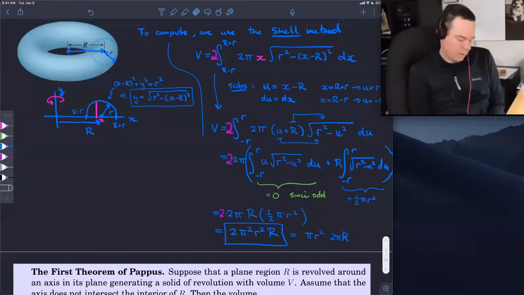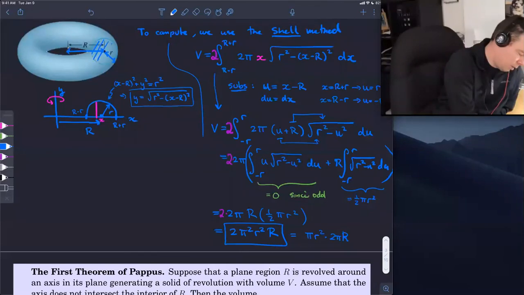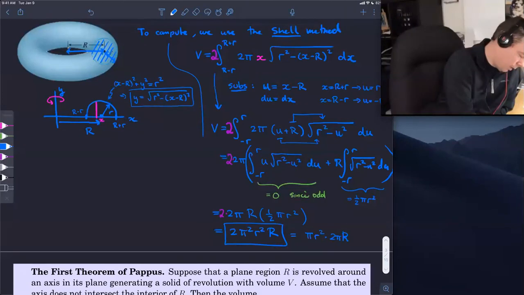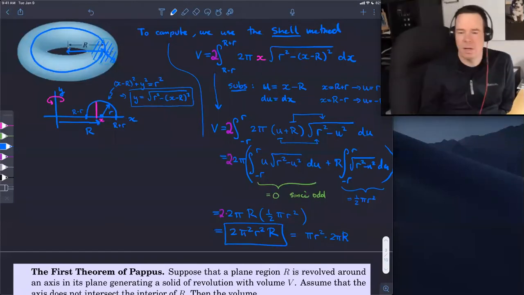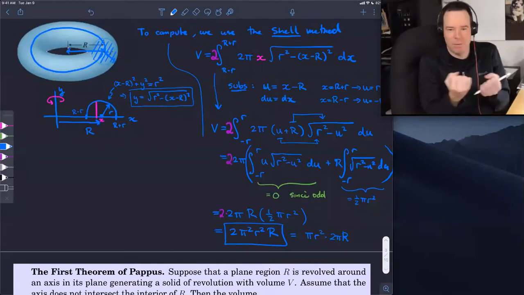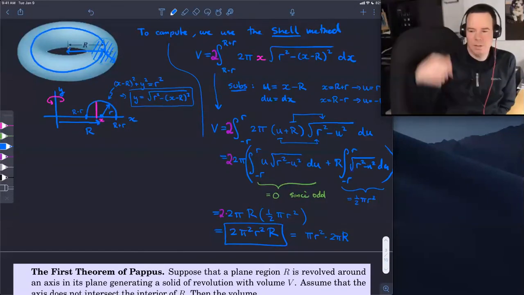There we go. A lot of people in calculus 2 go, wait a minute. That looks a lot like pi r squared times 2 pi r. What's pi r squared? Pi r squared is the area of this circle. What's 2 pi r? 2 pi r is the distance that circle got rotated around. So if I imagine slicing this torus open and unraveling it, making it into a cylinder, it's basically a cylinder whose cross section is pi r squared and whose height is 2 pi r.